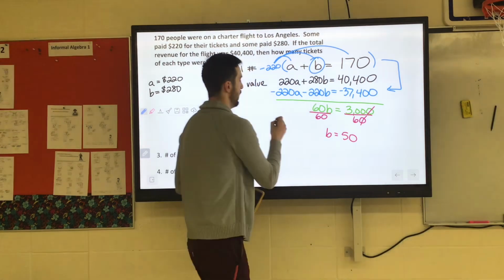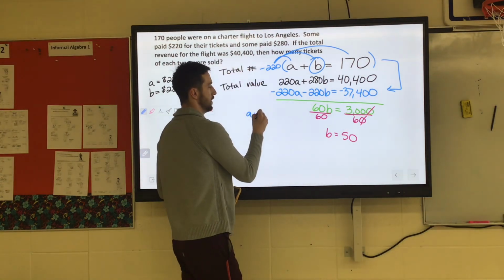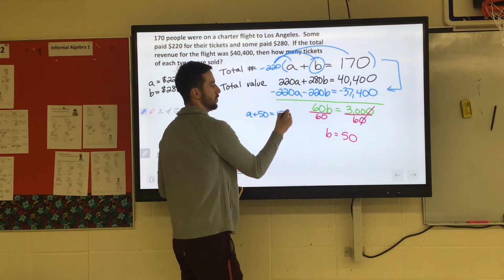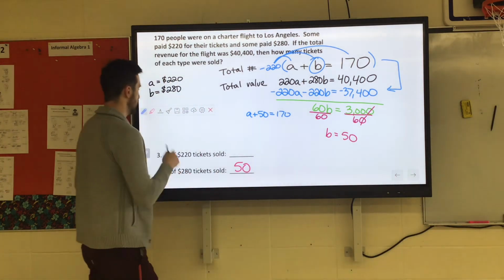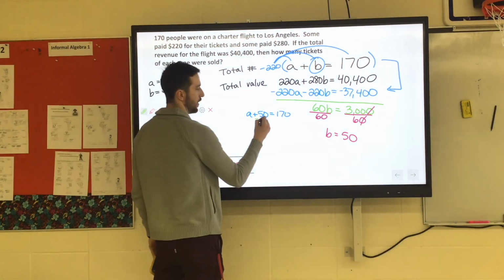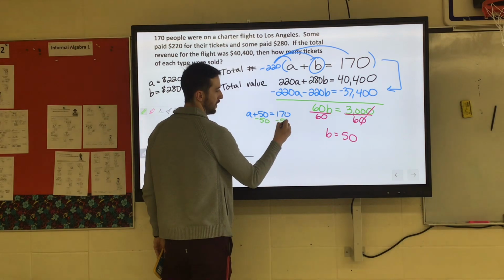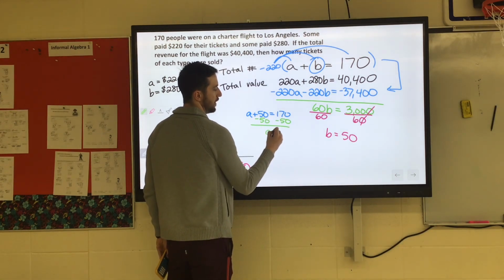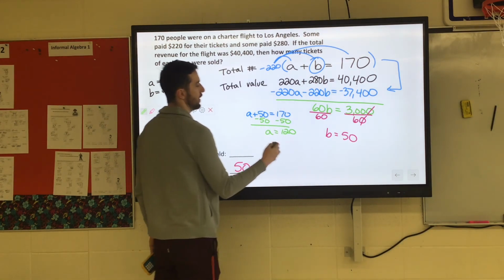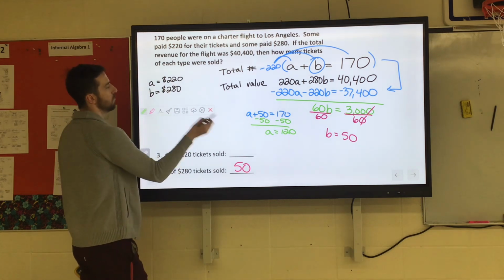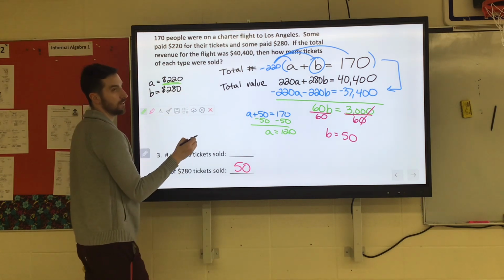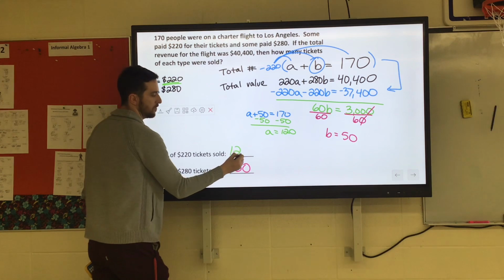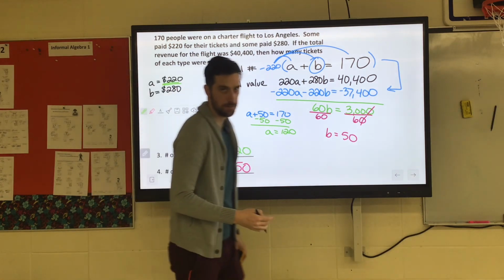So we're just going to say A plus 50 equals 170. How do you get rid of plus 50? You subtract 50, you silly goose. A equals 120. And again, A was the $220 ticket, so that means 120 people bought that ticket.